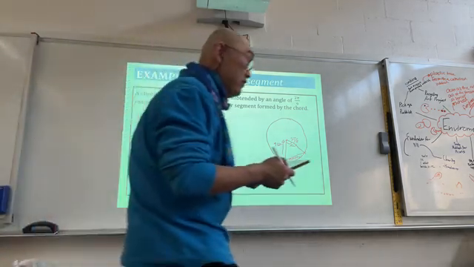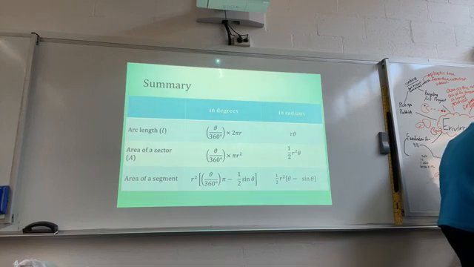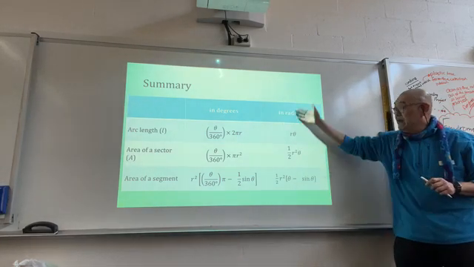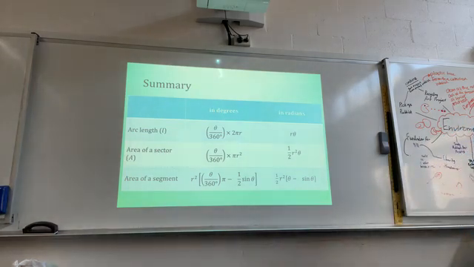Alright, that's all I have for you today. Oh, actually before that, this is a summary. Everything in radians will be given in the formula sheet. Degrees, assume that all of you know how to do it. It's just a proportion. Theta over 360 degrees. That's all. Alright, this is all the lesson for today.